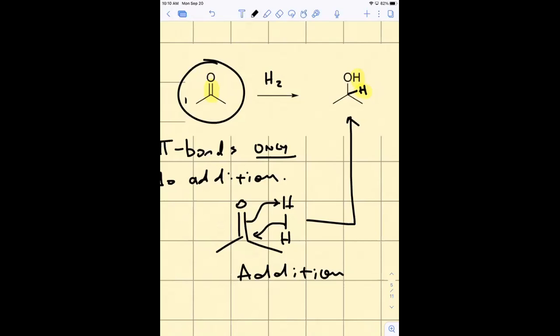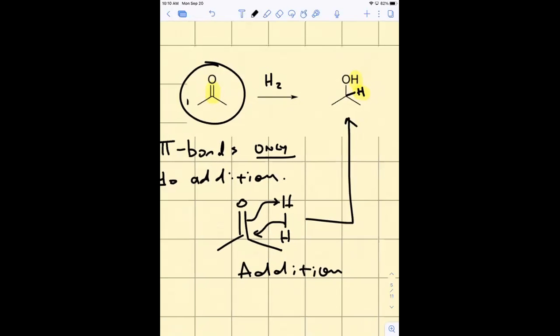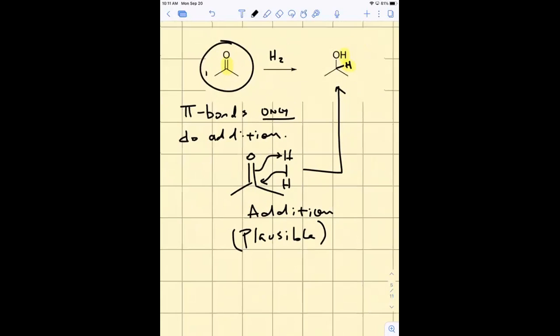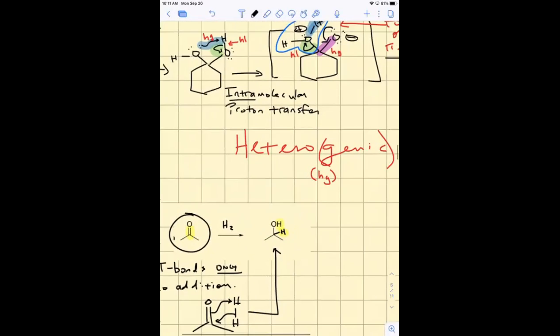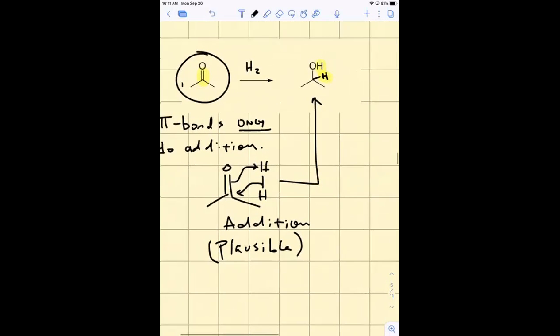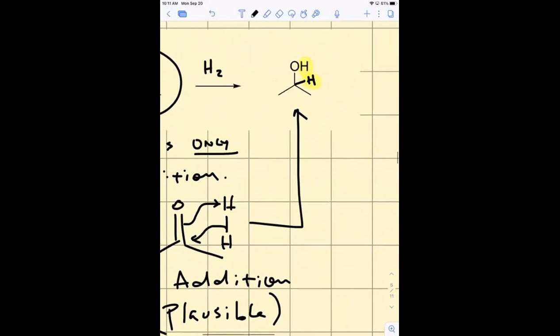Questions about that one? And this is plausible, meaning it could happen a different way too. But for the scope of what we're trying to accomplish right now, we'll go with this. All right. So it's the opposite of the other reaction that we learned on Friday, which was elimination.